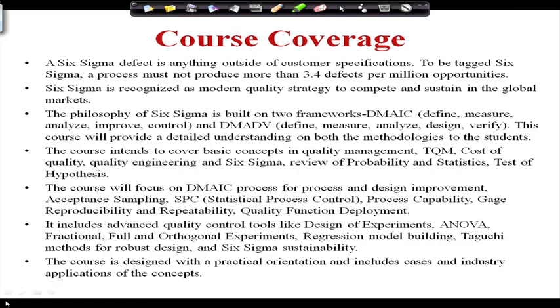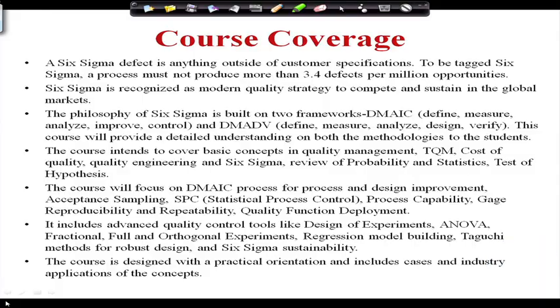If you look at the course coverage, then basically this course is introduced to help the industry and working professionals to bring systematic improvement in the bottleneck or problematic areas or functions, and this should be achieved within a stipulated period of time at a reasonable cost. So, a Six Sigma defect is anything outside of customer specification. To be tagged Six Sigma, a process must not produce more than 3.4 defects per million opportunities.